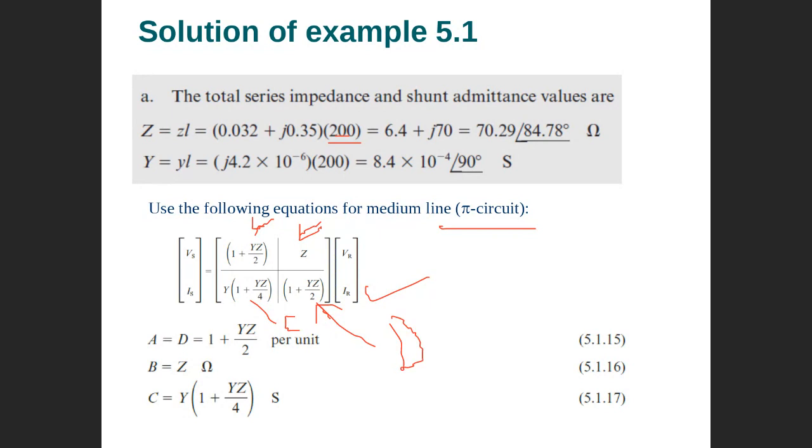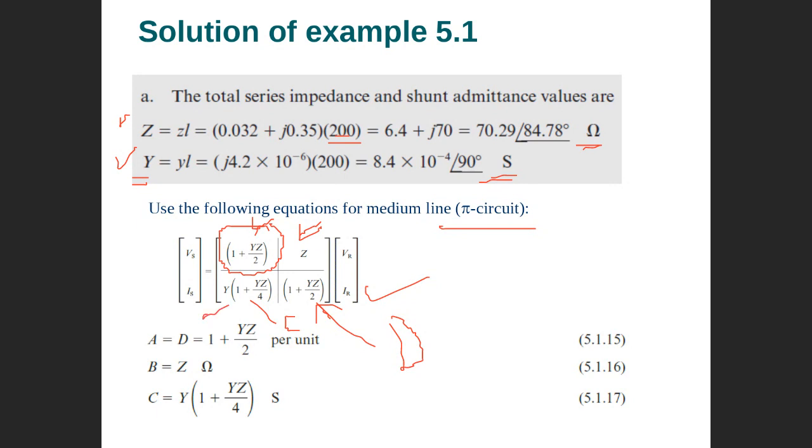See now how easy this is? Just find Z and Y. You see how easy this chapter is? Just find Z and Y, capital Z and capital Y. This is not per unit length. This is in siemens or ohms. And then you find these values, which are fixed for a medium length line.